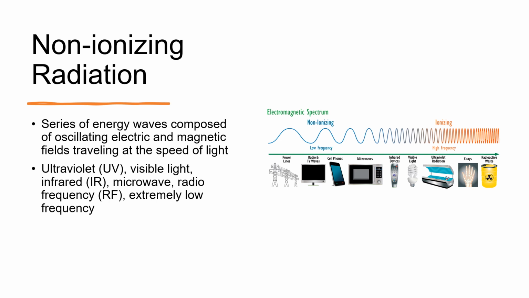This is a little representation here of the different kinds of radiation and where they fall in terms of their wavelengths on the spectrum. And non-ionizing radiation is lower frequency. This kind of radiation includes ultraviolet, visible light, infrared, microwave, radio frequency, and extremely low frequency. We will also be discussing lasers, and we're going to discuss that separately. But lasers commonly operate in the UV, visible, and IR frequencies.